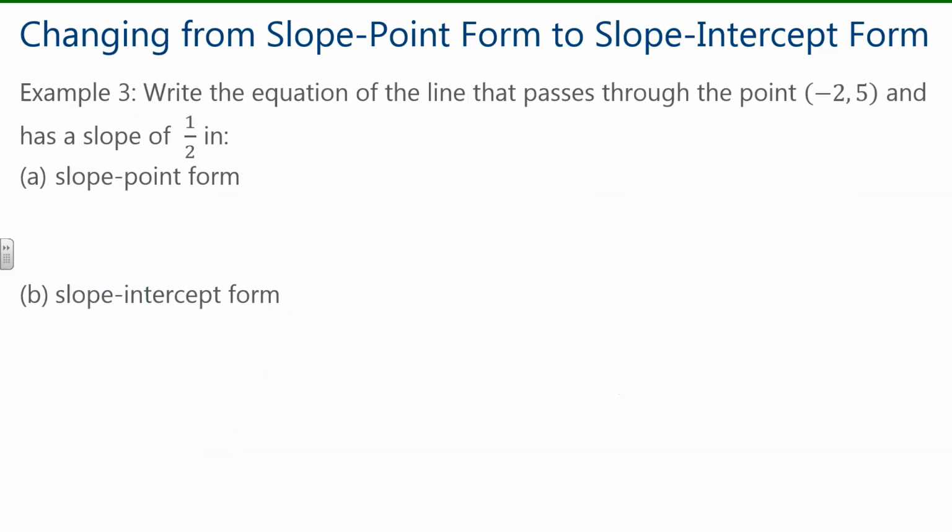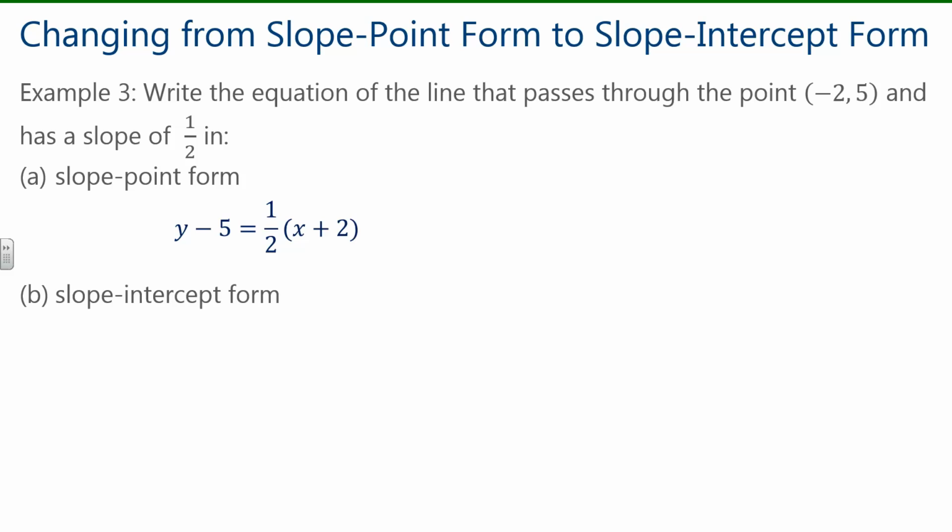Now for this last example, we have to write the equation of the line that passes through the point negative 2, 5 and has a slope of a half in both slope-point form and slope-intercept form. So if I take that slope and point and plug it into the formula, we would get y minus 5 equals 1/2 times x plus 2.